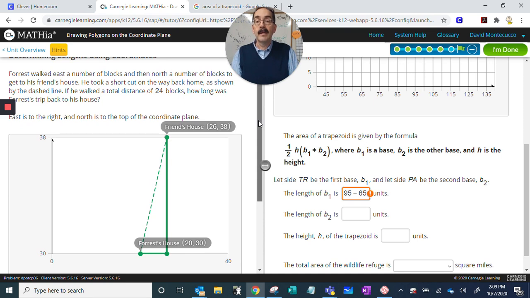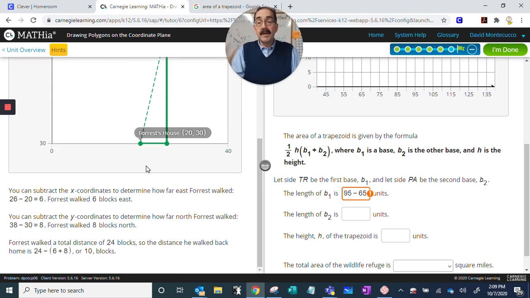Okay, so east is to the right. So he walked to the east. That's down here. How far did he walk? Well, if this is 20, 30, and this is 26, 38, this is 26. So 20 to 26 is 6 units, right? And then he walked north from 30 to 38. So he goes 6 this way, he's going to go 8 this way, 6 and 8 is 14, he walks a total of 24, that's 10 blocks, okay?